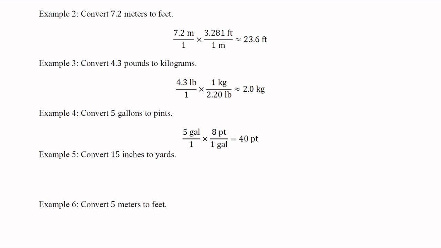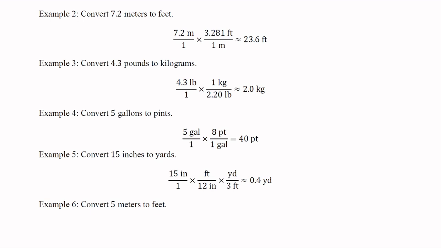For example 5, convert 15 inches to yards. So we've got 15 inches. We're going to find the conversion factor from inches to yards, or if we don't have that, we can do two conversion factors. So we'll start with inches to feet. There are 12 inches in a foot. Then we're going to convert feet to yards. There are 3 feet in a yard. So from here, you're going to do 15 divided by 12 times 3.